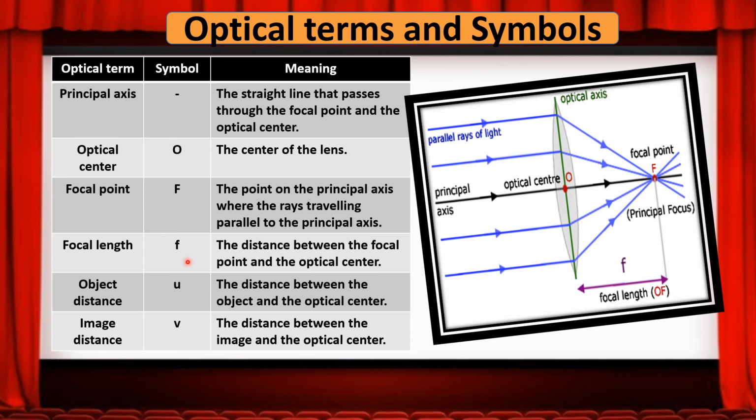Next, focal length with a small letter f symbol. It is the distance between the focal point and the optical center. So the distance between what? Between the optical center and the focal point. This is what we call the focal length, with the symbol of small letter f. Next, object distance, letter u, the distance between the object and the optical center. And the image distance, with the symbol of small letter v, is the distance between the image and the optical center.